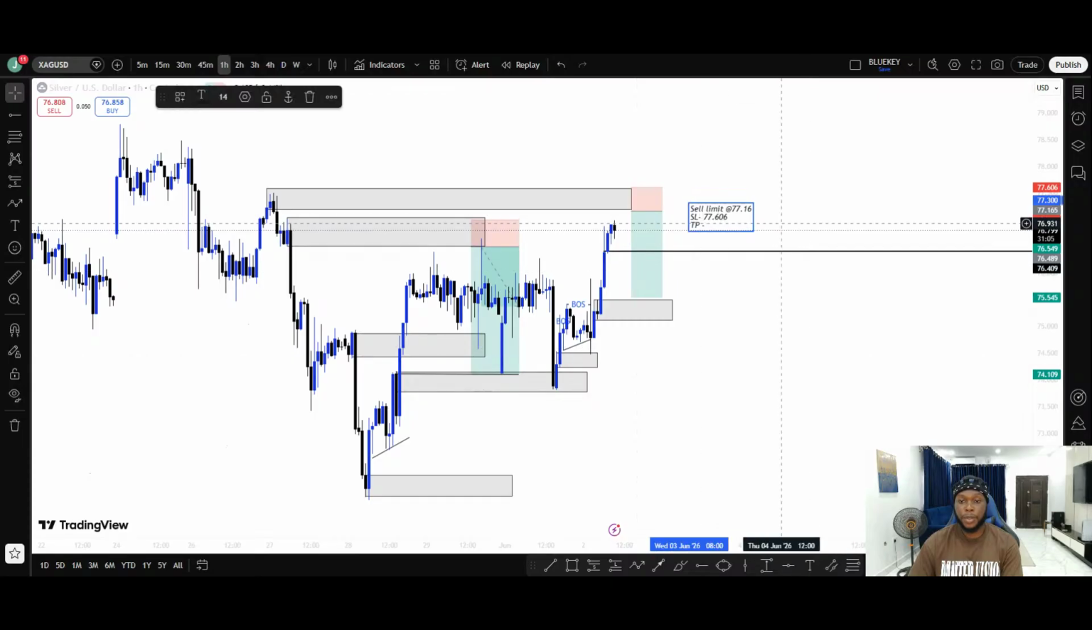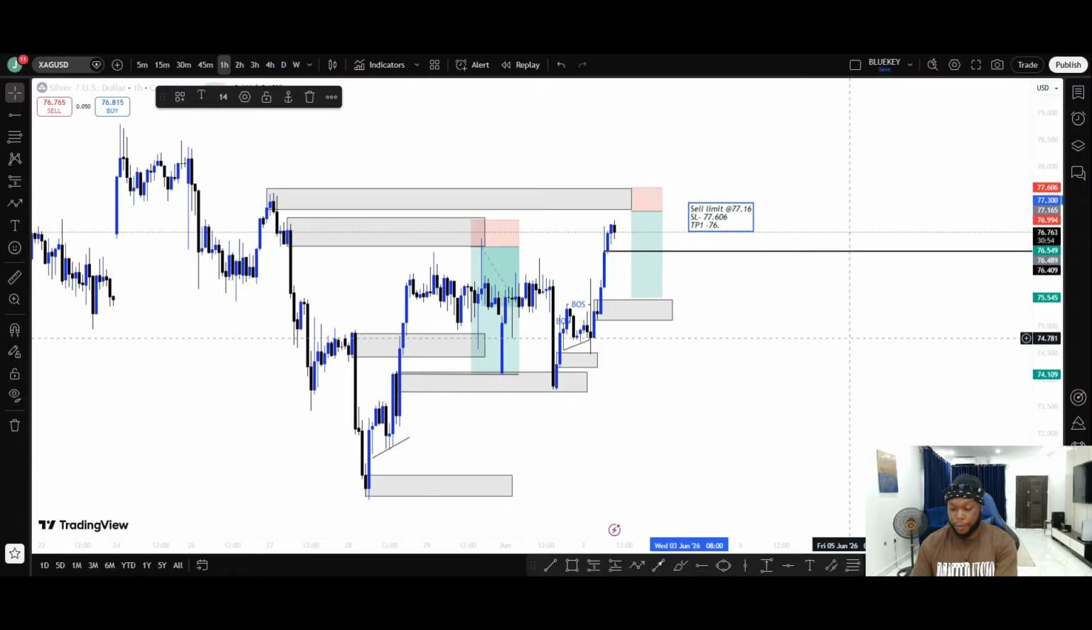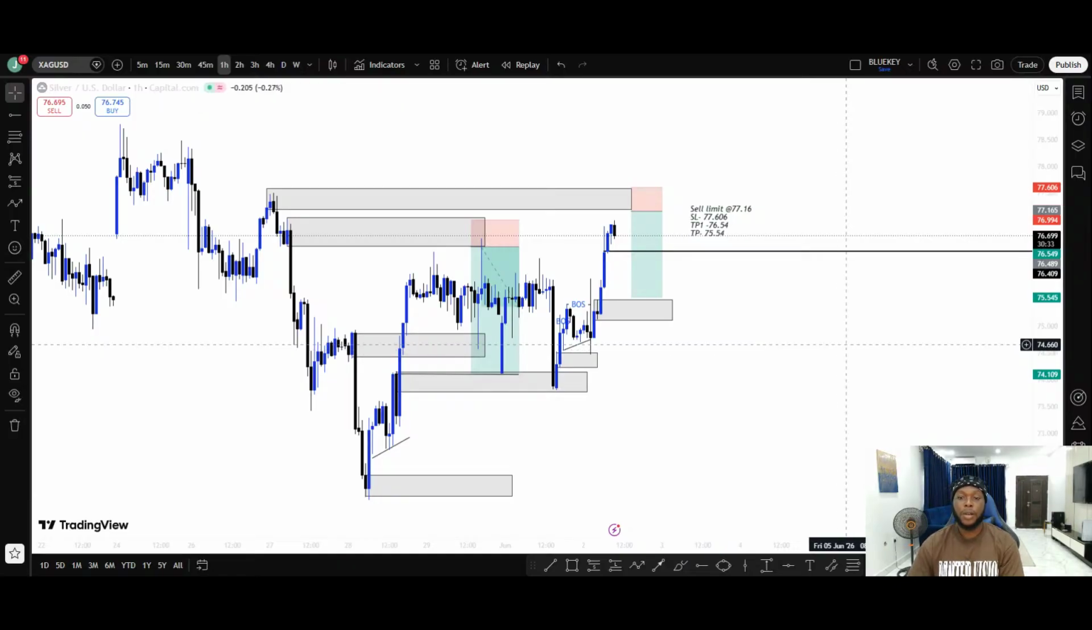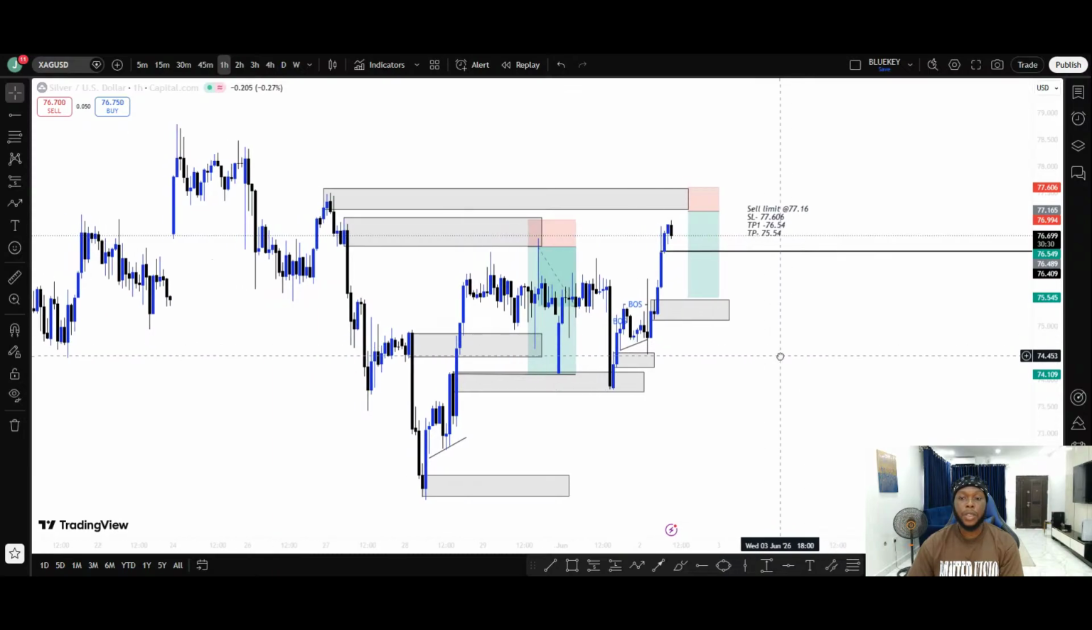TP1 is going to be 76.54. Yeah, 76.54. So TP2, you hold till you're exhausted. All right, so it's going to be like 75.54. So this is probably what we're going to see when New York session comes into play. So what we can do now is to wait.